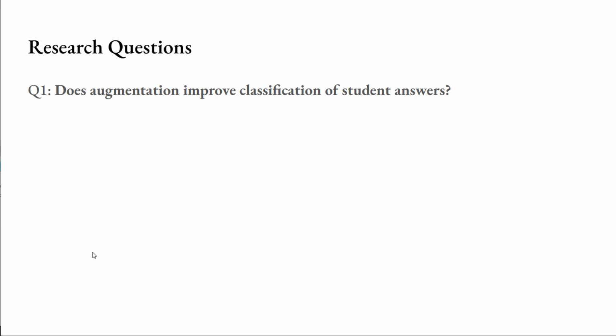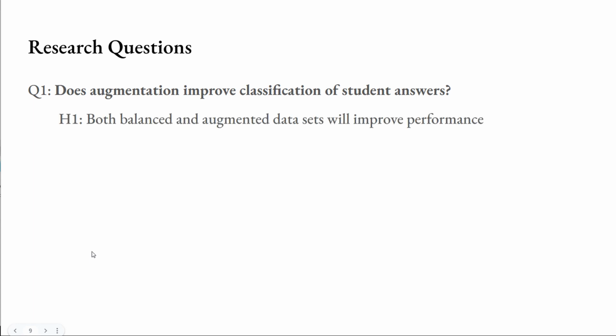For this data set, one important issue will be the balance of the training data between right and wrong answers. Historically, when unbalanced data sets are used to train AI models, the performance is not as high as those that have balanced data sets. So our first hypothesis, hypothesis 1, is that using the data set that is both balanced and augmented will improve model performance over just balancing or augmentation alone.